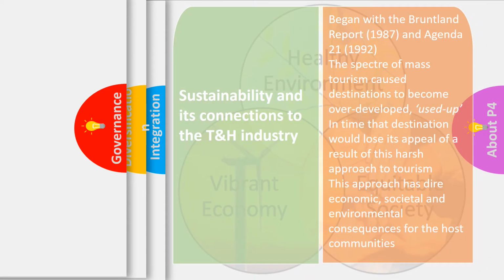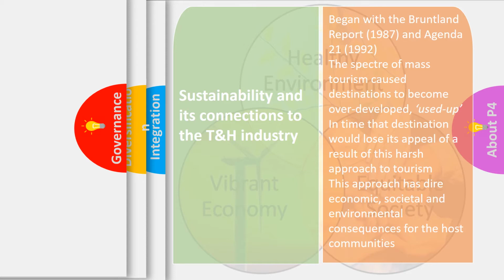So sustainability in its connections to the tourism and hospitality industry. Well, this began with the meeting in Stockholm in 1987. The United Nations were meeting and trying to look at how they could improve things. And this came out in the Brundtland report, in Agenda 21, also in another meeting in 1992 in Rio de Janeiro. And in that meeting, the key word that was really highlighted was sustainability.